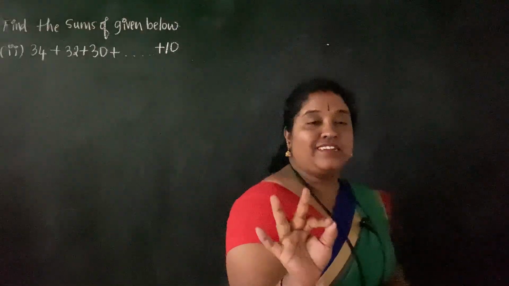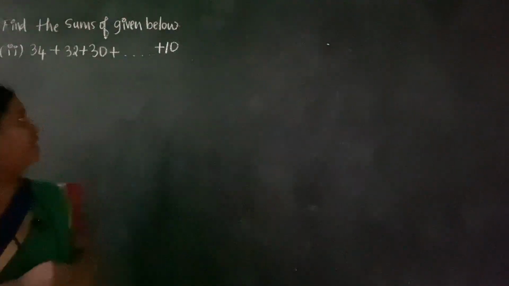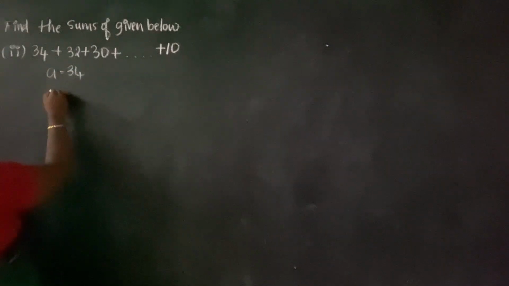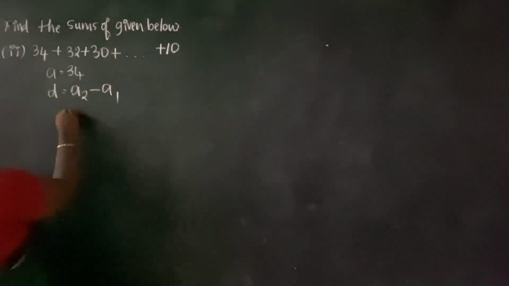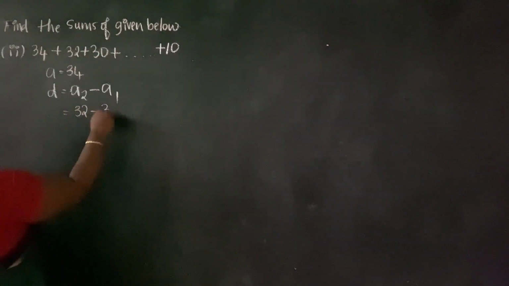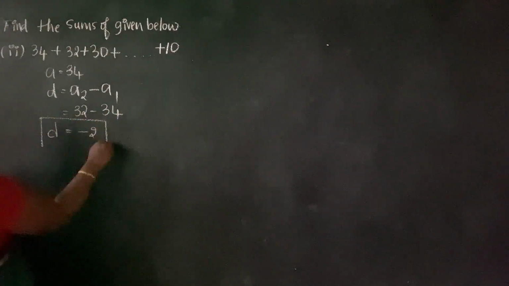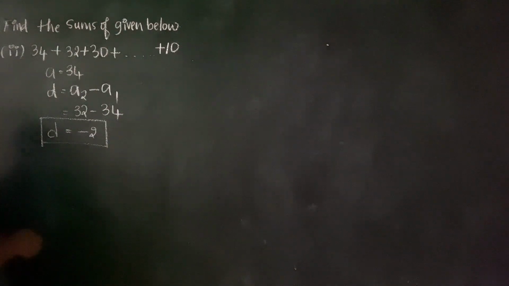The first step is to calculate the n value. Okay, so let me start with the sum here. I have a value. What is the a value? 34. And what is the d value? a2 minus a1, that is equal to 32 minus 34. That is equal to how much? d is equal to minus 2. Okay, a is equal to 34 and d is equal to minus 2.